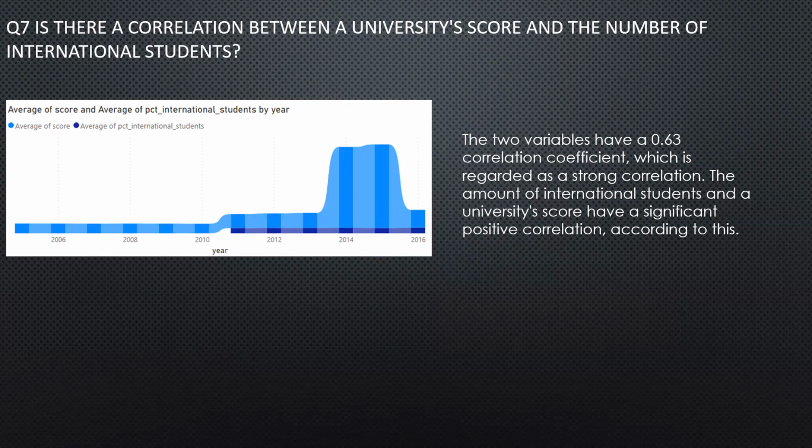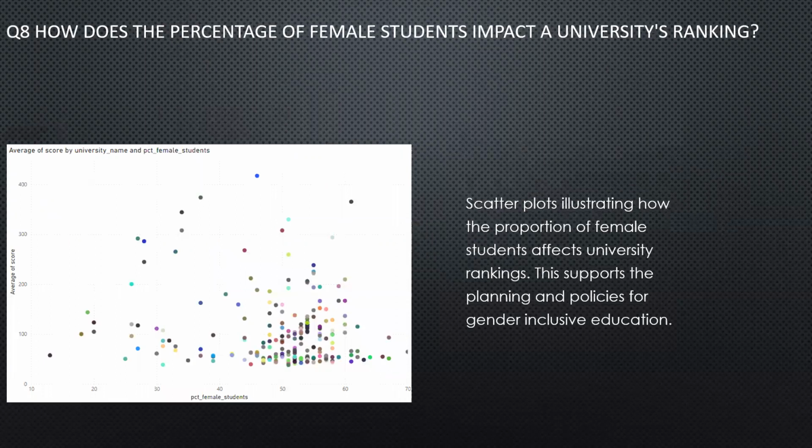So, how does the percentage of female students impact the university's ranking? This is the next one. In this scatter plot, we can observe the link between the percentage of female students and university grades. The correlation coefficient between the two variables was 0.78, which is regarded as a strong correlation. So this indicates a high and favorable correlation between the university rating and the proportion of female students in a university.